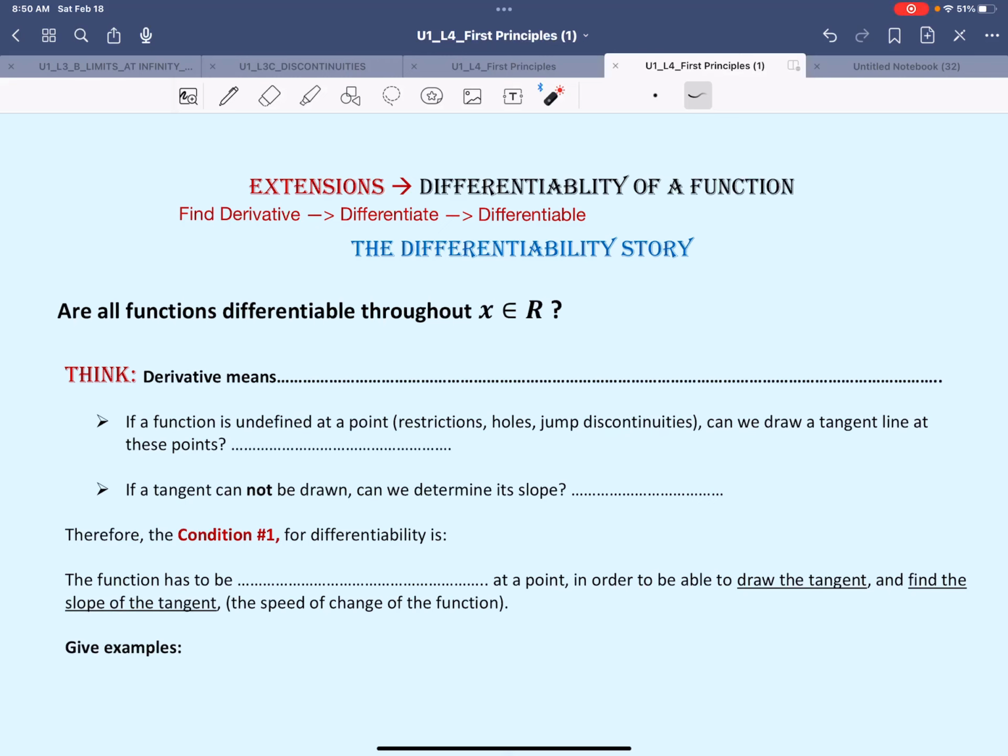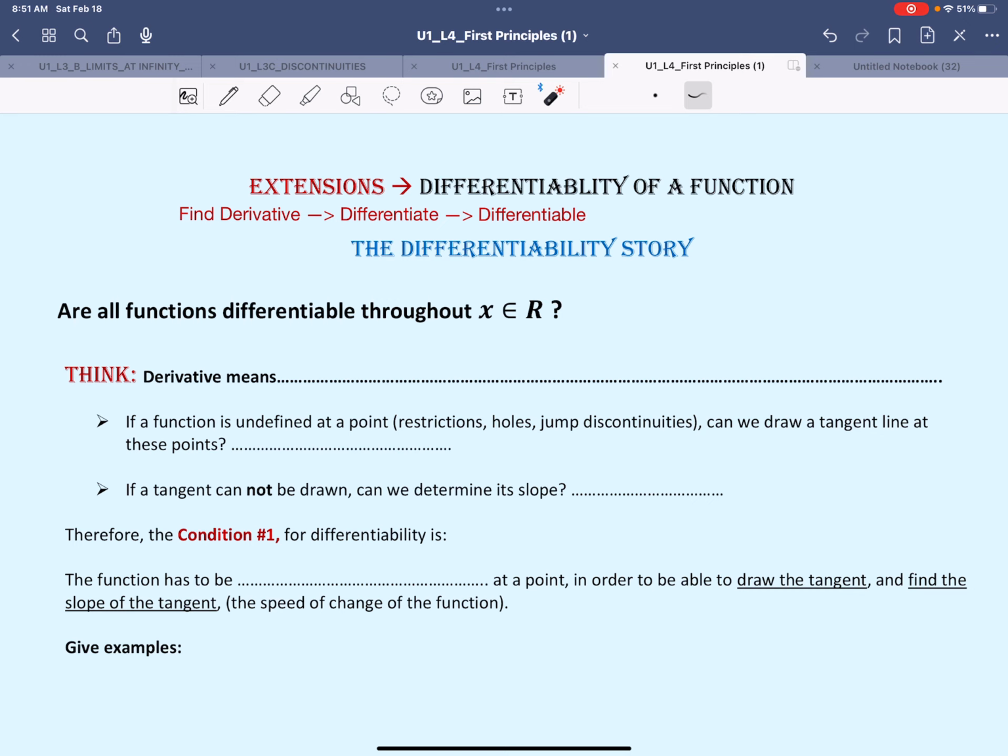In this lesson, we'll discuss the differentiability of a function. Differentiability has its roots in the word derivative. To find the derivative of a function means to differentiate it. If a function can be differentiated, then we say it is differentiable. So that's what we're discussing today: differentiability, or the ability to be differentiated.